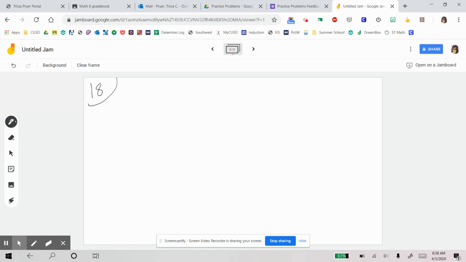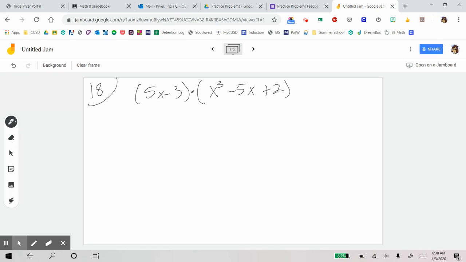We are simplifying 5x minus 3 times x cubed minus 5x plus 2. Remember, when the two parentheses are just right next to each other, that indicates that we're multiplying. Okay, so we're multiplying a binomial by a trinomial. So if we were to use our box method to multiply, remember you could also distribute each term into every other term. I think it's a lot easier to see it written out with the boxes though.